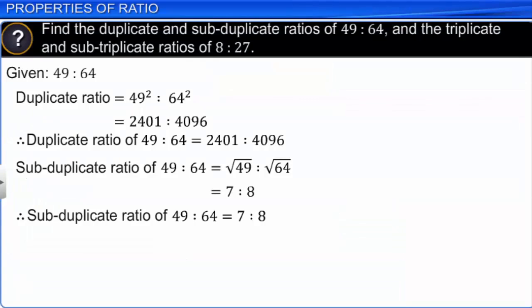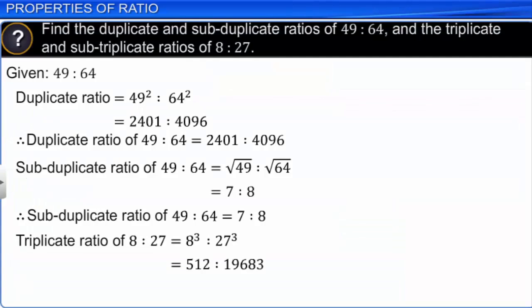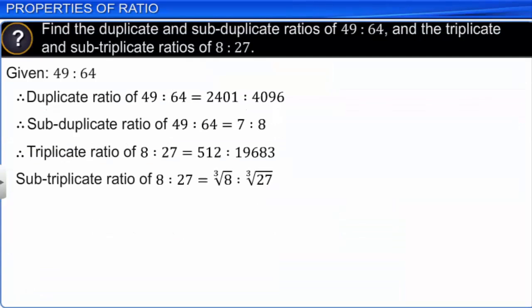Let us now find triplicate and subtriplicate ratios of the ratio 8:27. Triplicate ratio is obtained by cubing the two terms. Therefore, the triplicate ratio of 8:27 is 512:19,683. Subtriplicate ratio is obtained by finding the third roots of the two terms. Therefore, the subtriplicate ratio of 8:27 is 2:3.